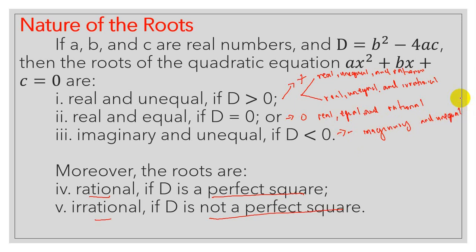If the discriminant is positive, the solutions or the roots are real and unequal, either rational or irrational. If the discriminant is 0, then the roots are real, equal, and rational. And if the discriminant is less than 0, we have imaginary and unequal roots or solutions. Those are the things that you're going to remember.